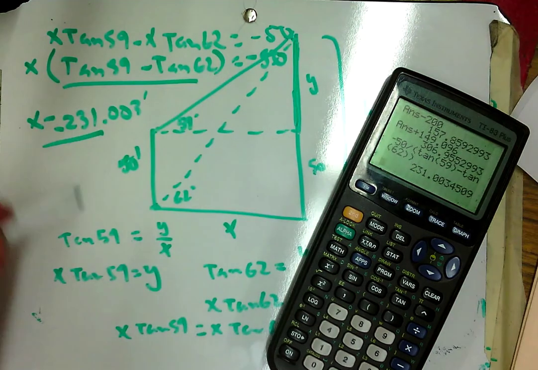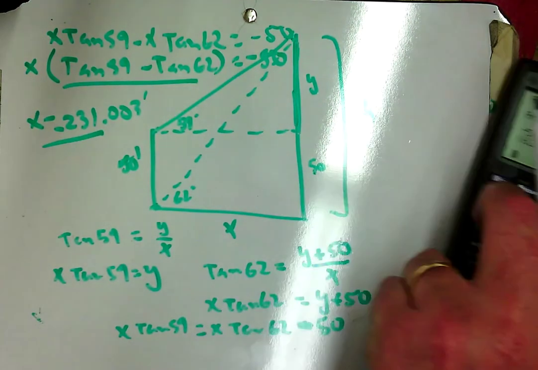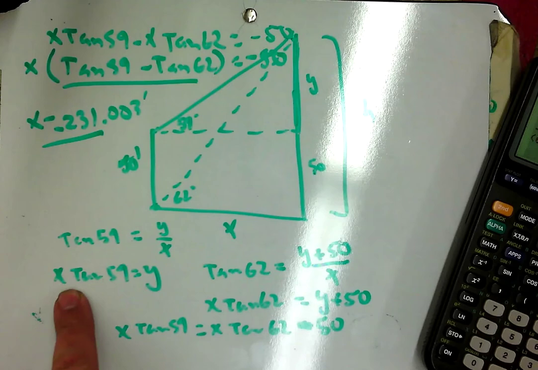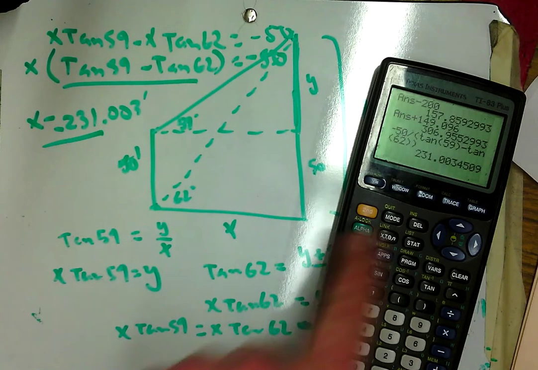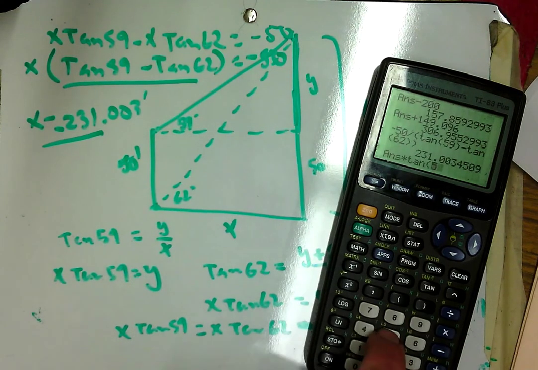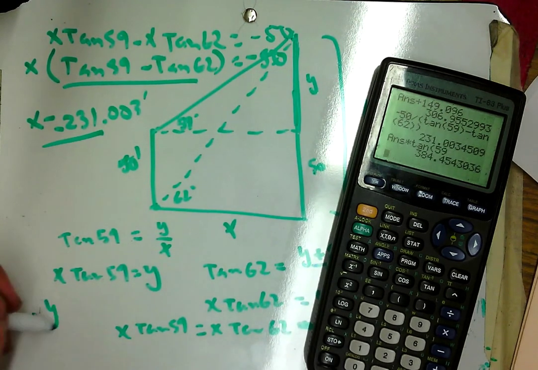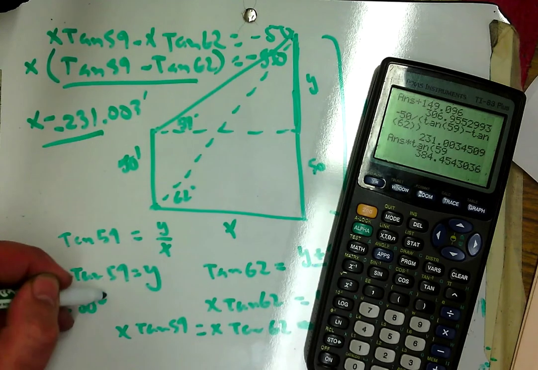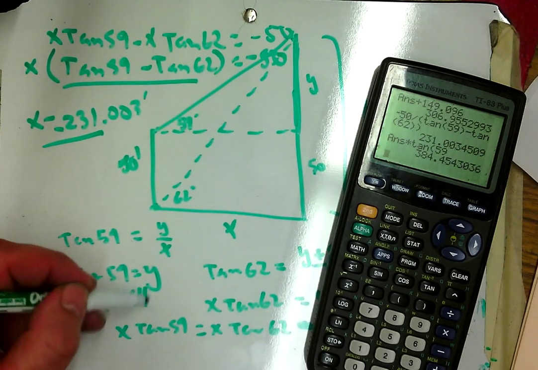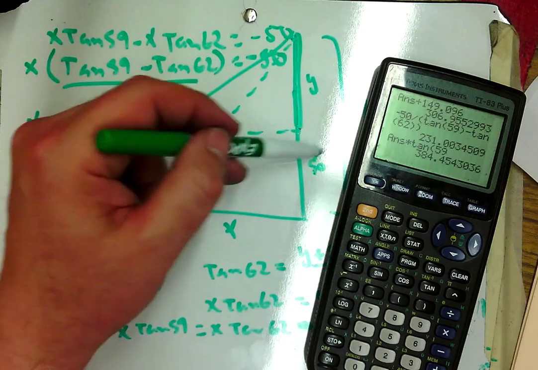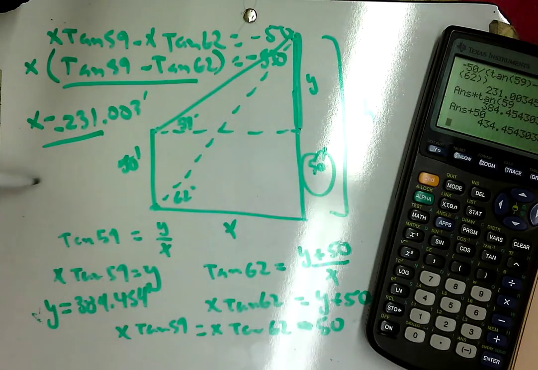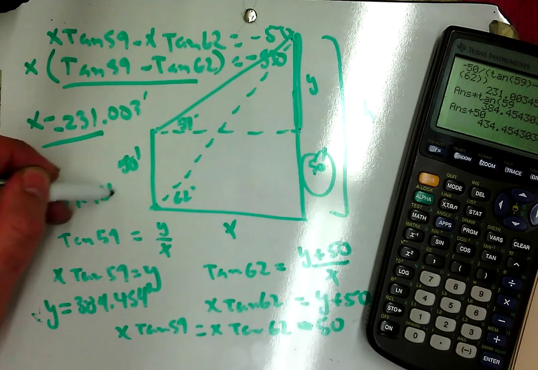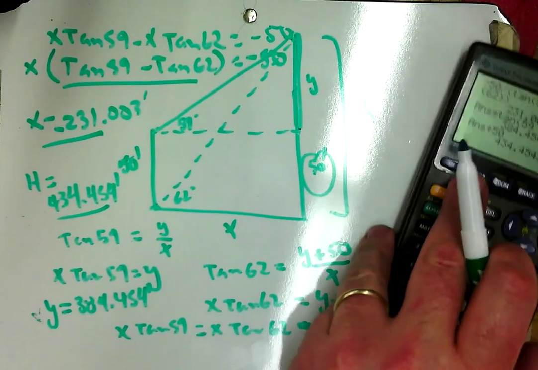Okay, that's great, but we're not looking for x, we're looking for the height of the building, which is y plus 50. Well, I can find y by doing x tan 59. So there's my x value times tan 59. So y equals 384.454 feet. But that's y. We want to add that 50 feet to it. Plus 50 gives me the height of the building, 434.454 feet.